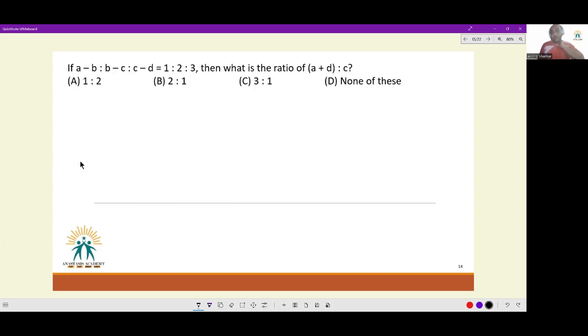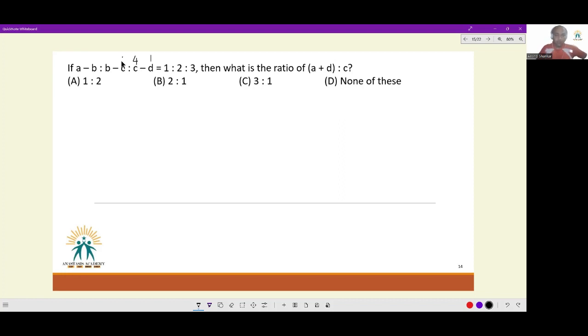Okay. Next question. If A minus B is to B minus C is to C minus D is 1 is to 2 is to 3, what is the ratio of A plus D is to C? Now I see the result can be obtained here because these are all linear terms, these are all like terms. So how I'm going about doing it is, I'm assigning values directly. If D is 1, C should be 4.